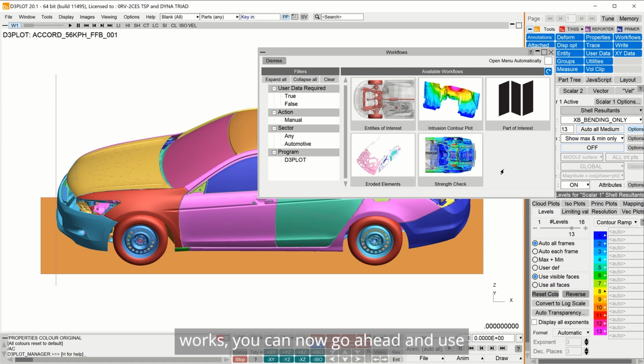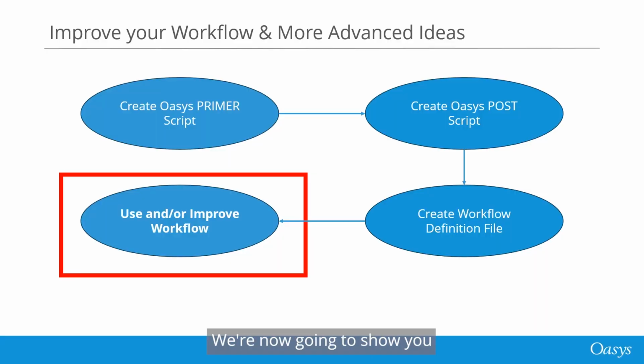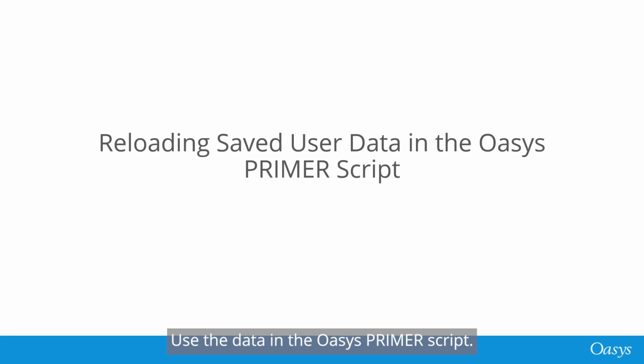Now that your workflow works, you can go ahead and use it as you wish. I'm now going to show you a few more advanced ideas which could enhance your workflow even more. These include reloading previously saved data from Primer, multiple model workflows, and no required user data workflows. We'll now move on to reloading saved user data in the Oasys Primer script.